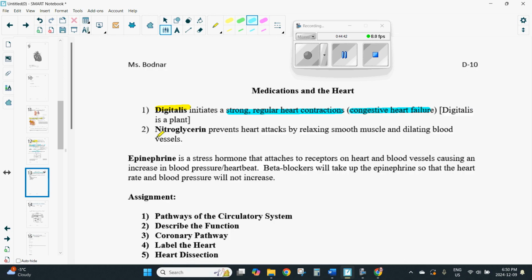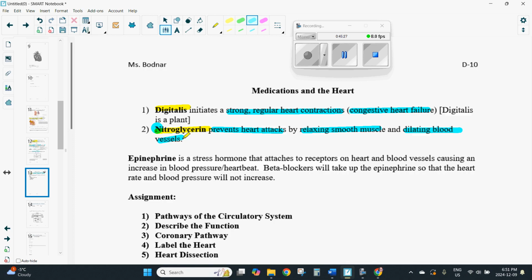Nitroglycerin is the next type of medication that is used in the case of the heart and the circulatory system. This is actually preventing heart attacks. What it's doing is it's relaxing smooth muscle and dilating the blood vessels. Well, if you dilate your blood vessels and relax your smooth muscles, which are lining your artery walls, this means that your arteries are going to get bigger, which then means that the arteries that are on your heart are going to get more oxygen, which will then prevent a heart attack, because in a heart attack, the muscles of the heart aren't actually getting oxygen.